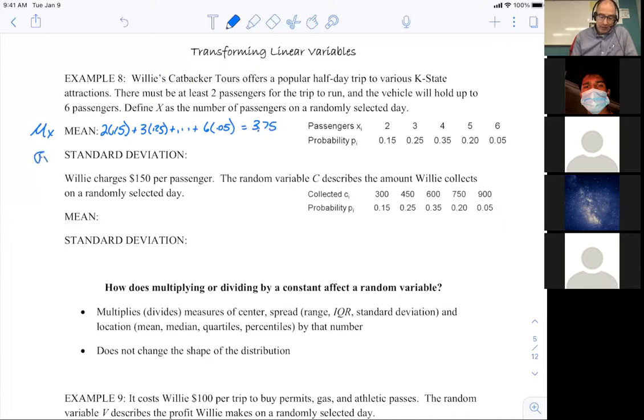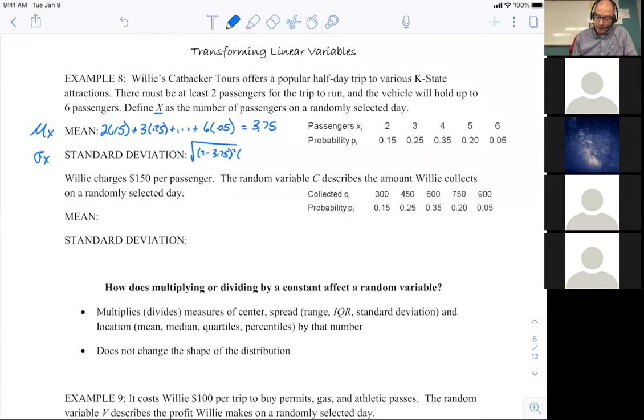The standard deviation of X. And again, we're using X because they defined it as X. Is going to be the square root of the first X, 2 minus 3.75 squared times its probability of 0.15. I do not want to try to fit all those in there, so I'm going to go ahead and dot myself now. 6 minus 3.75 squared times 0.05, and if we do all that, we're going to find out that this is going to be a 1.09.